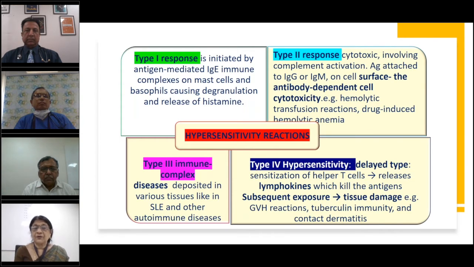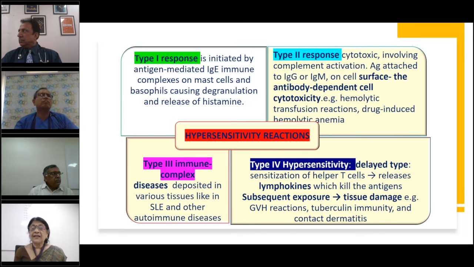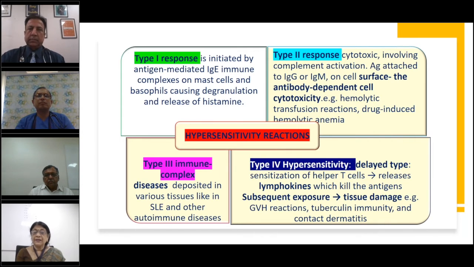Now, there are basically four types of hypersensitivity reactions. Type 1 response is initiated by antigen-mediated IgE, where they degranulate mast cells and basophils. Type 2 response is cytotoxic, involving complement activation. This is the antibody-dependent cell cytotoxicity. For example, we see it in hemolytic transfusion reactions, drug-induced hemolytic anemias. Type 3 is immune complexes, where the complexes are deposited into various tissues, like in SLE and other autoimmune diseases. Type 4 hypersensitivity is a delayed type of sensitization of helper T cells, where they damage the tissue, for example, graft versus host reactions, tubercular immunity, and contact dermatitis.